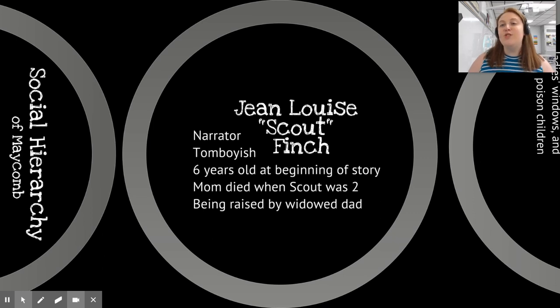Okay, our first main character is our narrator, and her name is Jean Louise Finch, but she goes by Scout. Scout is a total tomboy. She's 6 years old at the beginning of the story. Her mom died when she was only 2, and so she's really been raised by her dad.